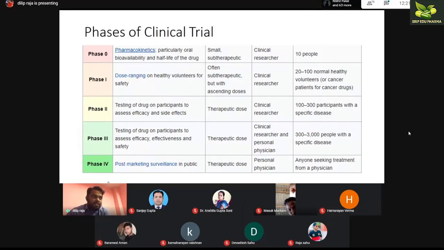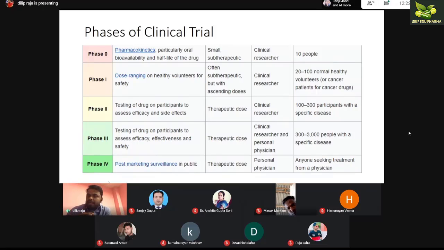And if everything is well, if it passes phase 0, if the drug has good pharmacokinetics, absorption is good, distribution is good, metabolism is good, and excretion is good, then it goes into phase 1. Phase 0 and phase 1 both we carry out in healthy volunteers. We will not take any kind of patients. In phase 1, we will take 20 to 100 healthy volunteers. Normally we take healthy volunteers, but in some cases, like cancer drugs, we will take cancer patients, because we can't simply give cancer drugs to normal people.